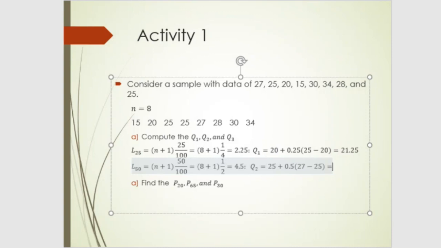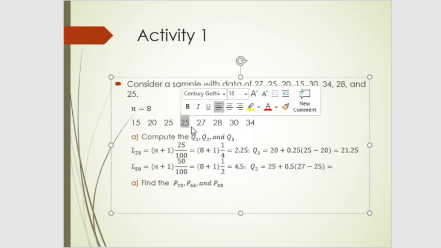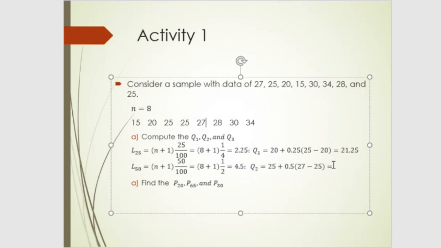I don't think so. The half. 1, 2, 3, 4. That value needs to be between 25 and 27, so 34 should be something wrong. It's 25 plus 0.5 into 27 minus 25, plus is 26.